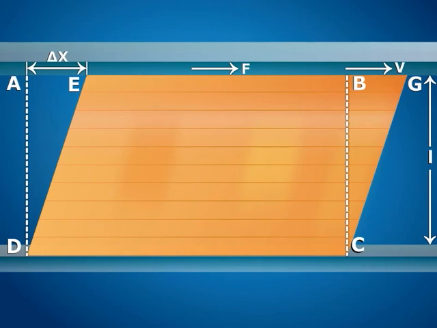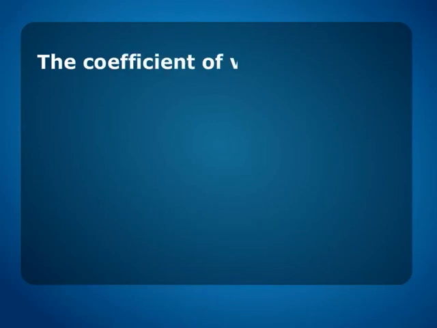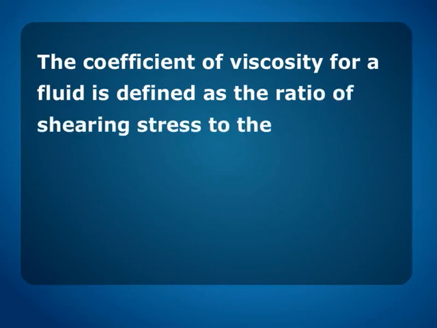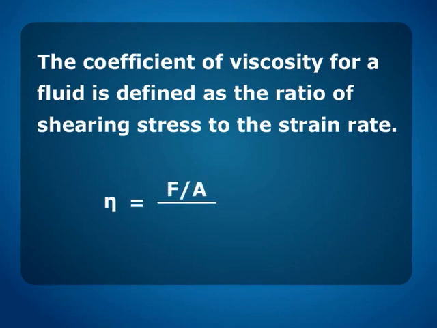During this interval of time, delta T, the liquid undergoes a shear strain of delta X by L. In the given liquid, stress is proportional to the rate of change of strain, (delta X upon L) by delta T. The coefficient of viscosity for a fluid is defined as the ratio of shearing stress to the strain rate. Coefficient of viscosity is equal to (F upon A) upon (v upon L), that is equal to F multiplied by L upon v multiplied by A.